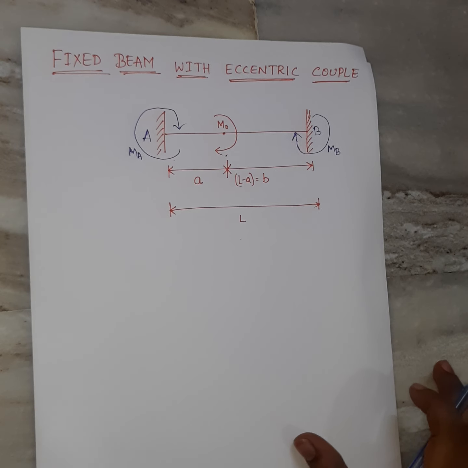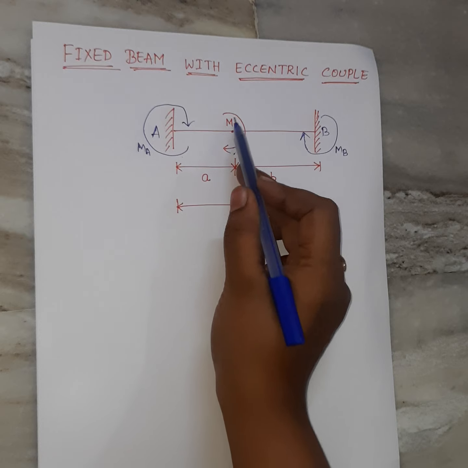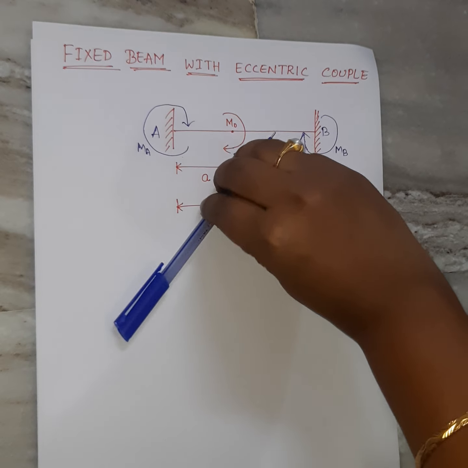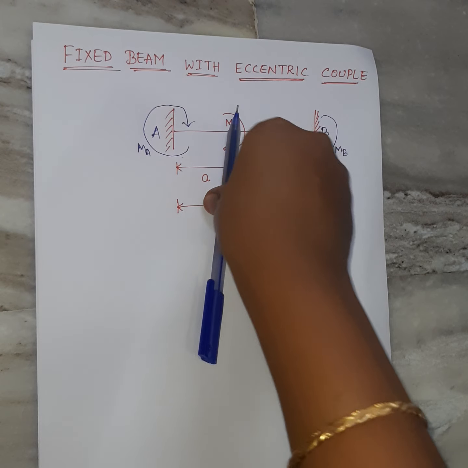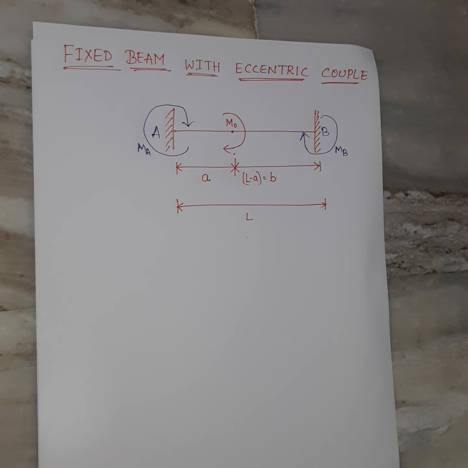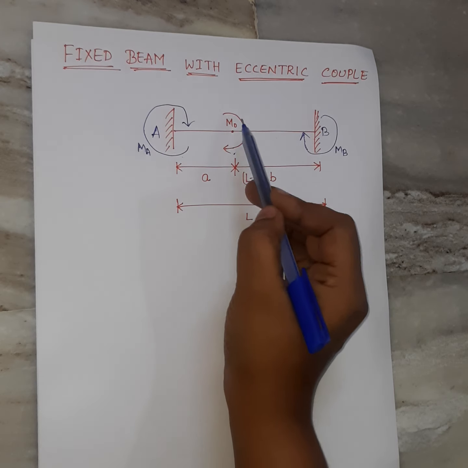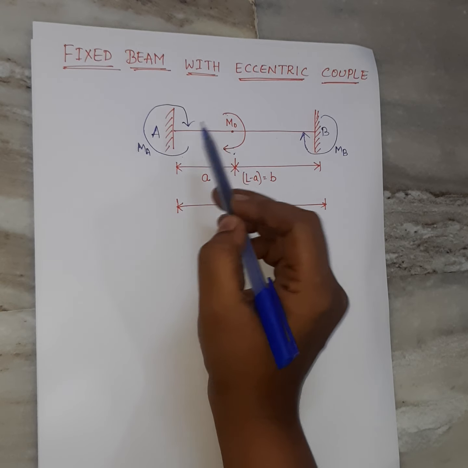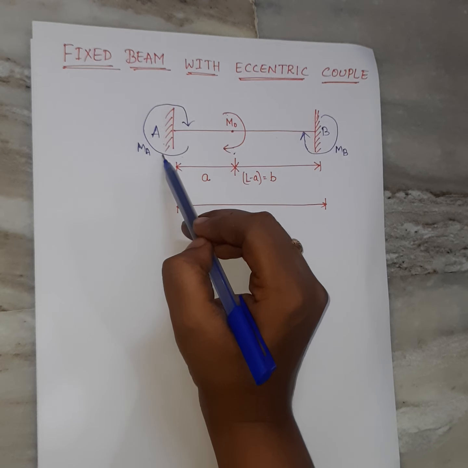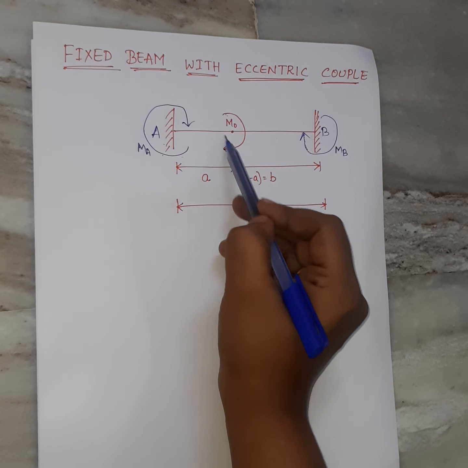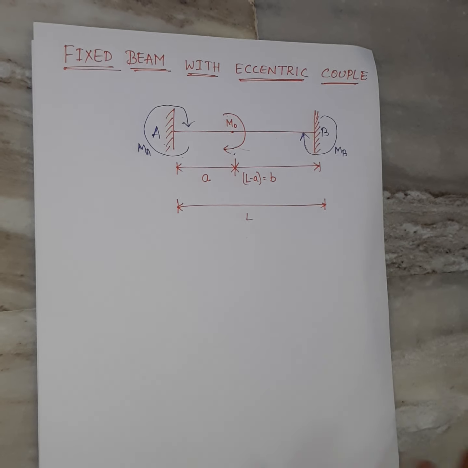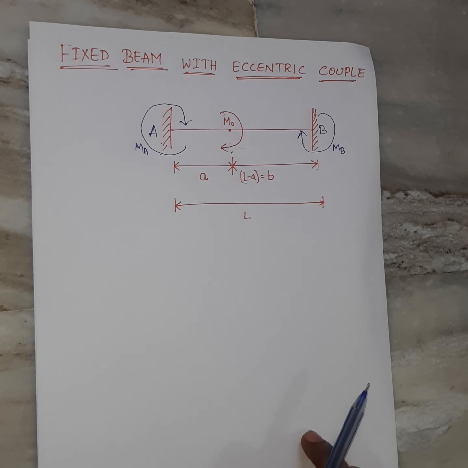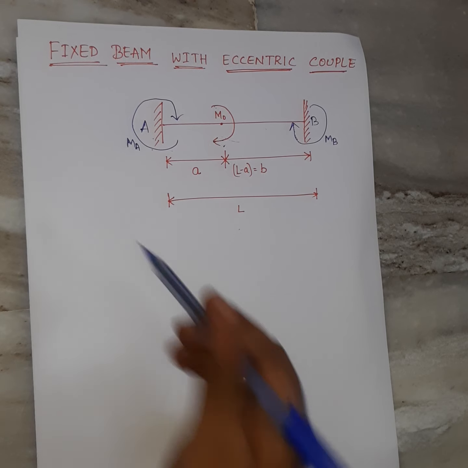You should clearly know that when the couple is acting in clockwise direction, the fixed end moments will also act in clockwise direction. When the couple is acting in anti-clockwise direction, the fixed end moments also act in anti-clockwise direction, both at A and B. Okay, see here.